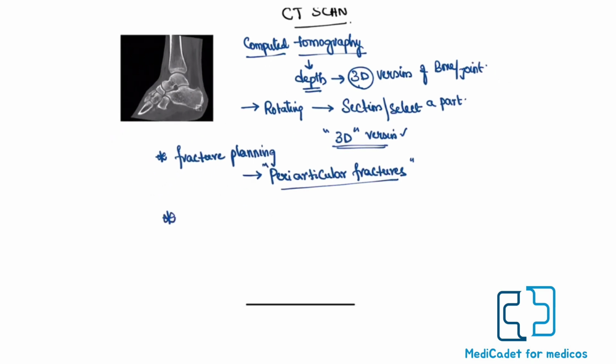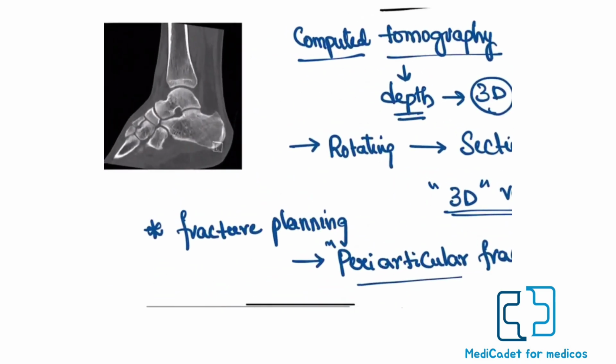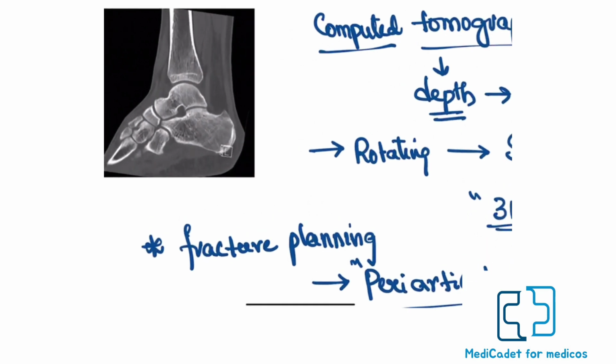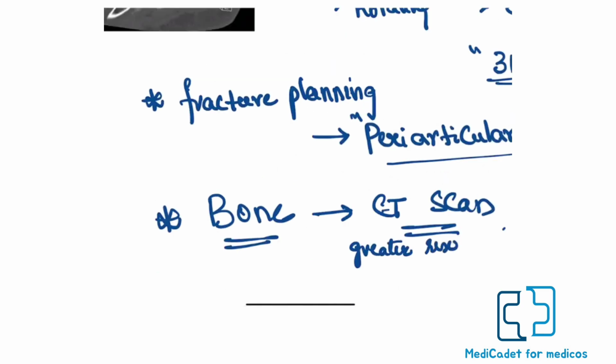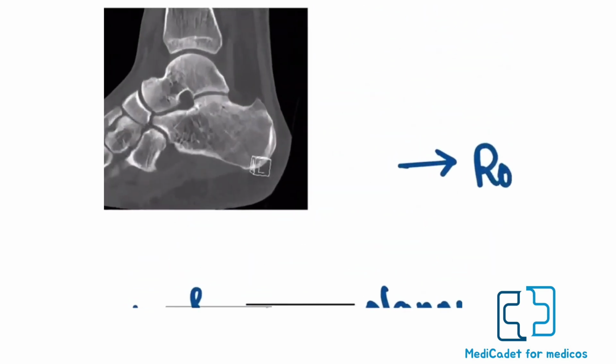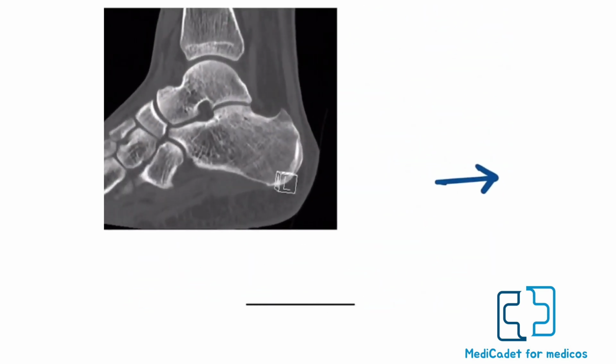And whenever you want to comment on the bone, always go for CT scan. Because this is also a type of ionizing radiation, a type of X-ray, where you can see bone even more clearly. So you can see the bone with greater resolution and with more orientation. That is why whenever you want to comment on the bone, on things which are not visible on the X-rays, you go for a CT scan.